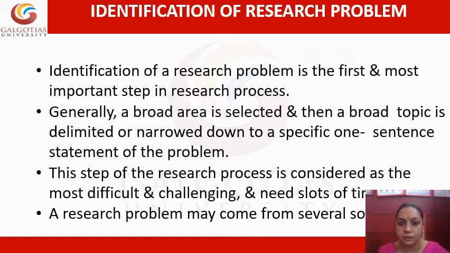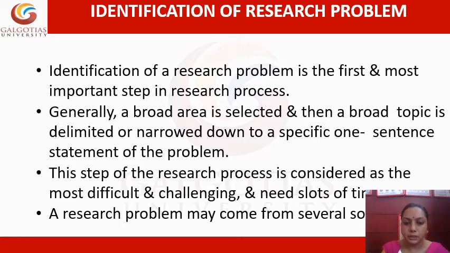Now coming to identification of research problem. How are you going to identify your research problem? There are various sources where we can find our research problem, and as I told you, it is the first step in the research. Generally, a broad area is selected and then a broad topic is delimited or narrowed down to a specific one. The statement of the problem we have to frame in a sentence, for example, a study to assess the effectiveness of planned teaching program regarding COVID-19 among nursing students. So in a simple sentence we have to frame it, and the problem statement is the one that describes our whole study.